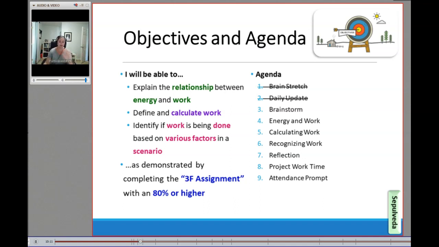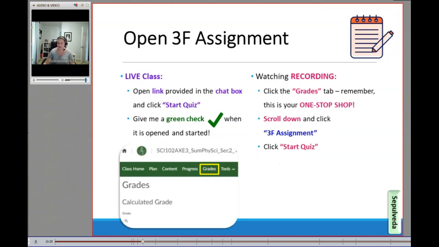We may think that work is done all the time, but it actually has a calculation and it has a prerequisite or a criteria for actual work to be done. We're going to do this through our 3F assignment, getting an 80% or higher. That's no big deal because I know you guys can do it. So some of us already have it open. Go ahead and get those assignments open.